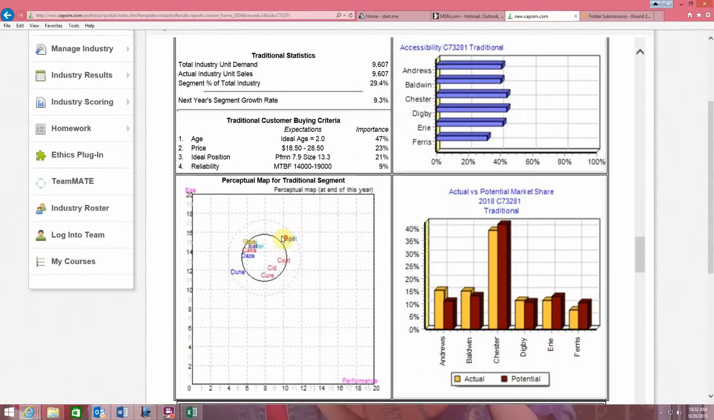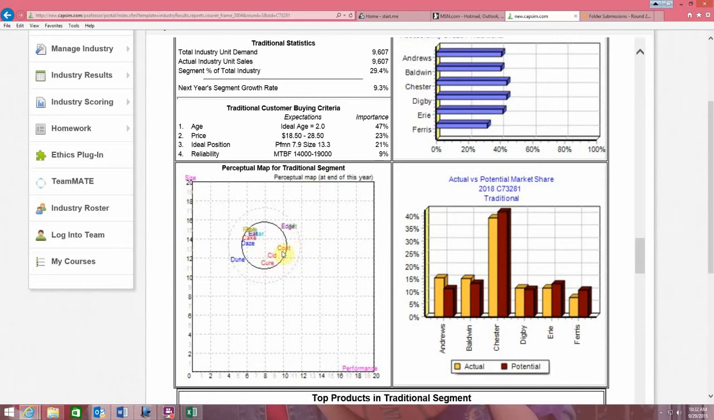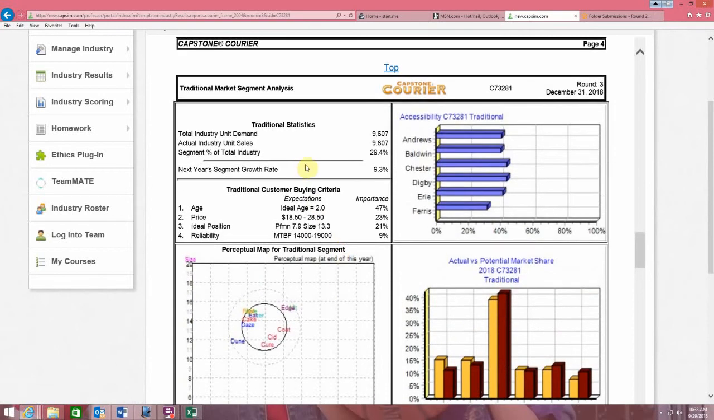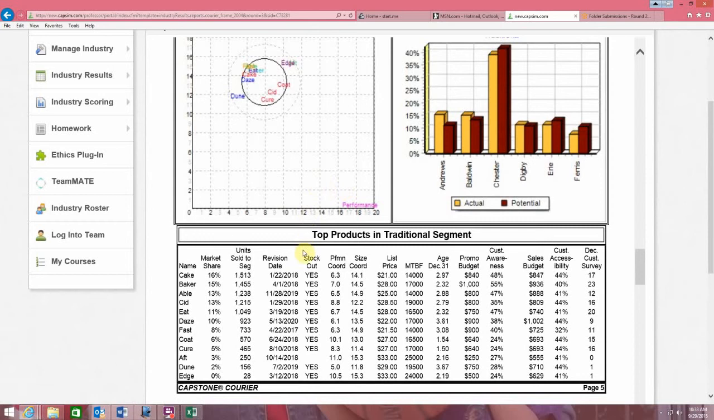Oh, look at this. So we come down and take a look at the traditional market. Chester, of course, has three products right up here at the very front end of the traditional market. Does it surprise you that they had a 40% plus potential in that market? Other teams are way down here at 10% or 12% potential. So Chester has really dominated this market, and it's because they have three products there, especially Cake and Sid. Cake's way back here, Sid's here, and then Coat and Cure, actually four products. Cake and Sid is 29 plus 11, so yeah, 40%. Wow, that's pretty impressive.